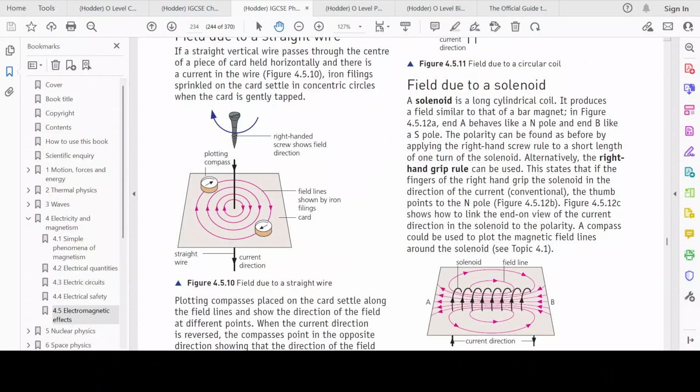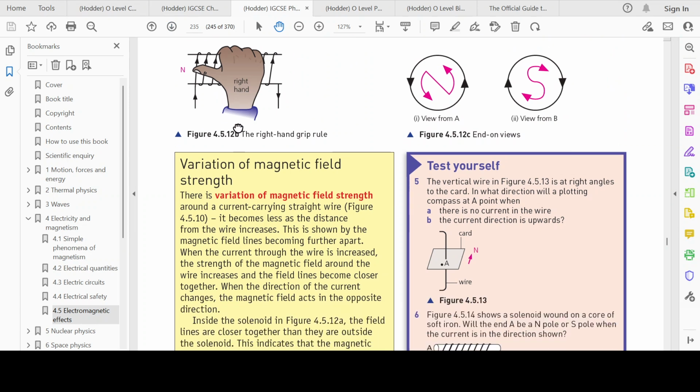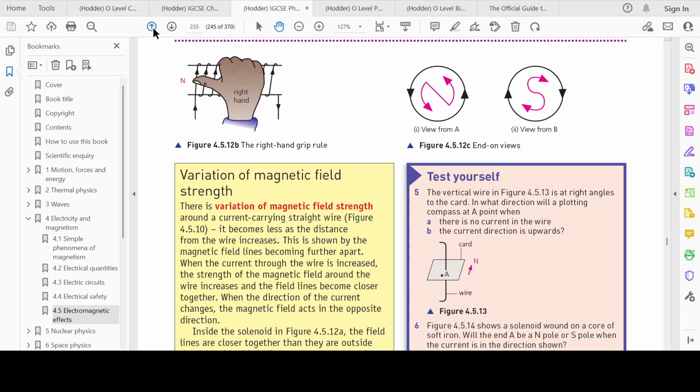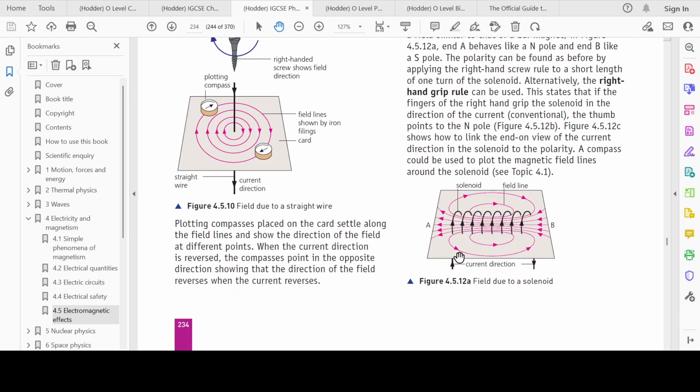It is a long cylindrical coil. It produces a field similar to that of a bar magnet. And right in the figure, end A behaves like the North Pole and end B behaves like the South Pole. So we just take a look at that. Right, this is behaving like the North Pole and this is behaving like the South Pole.